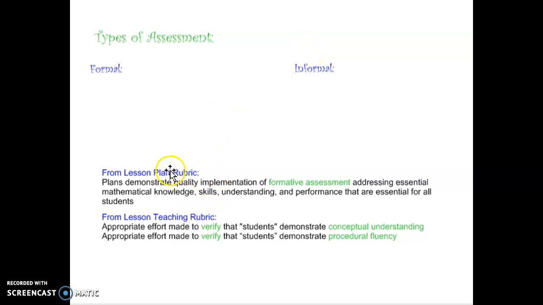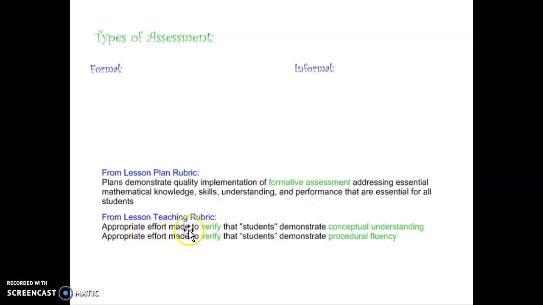From the lesson plan rubric and the lesson teaching rubric, this is how I'm going to grade you on your lesson plans and your mini lessons. I just copied this off of there. Within the course of the lesson that you have planned to teach, not necessarily in the 15 minutes you're going to teach, there should be a good bit of formative assessment. Every day you're checking on your students. What do you know? What do you not know? What do we need to talk about again? What do I need to go back and help you understand a little bit more deeply?